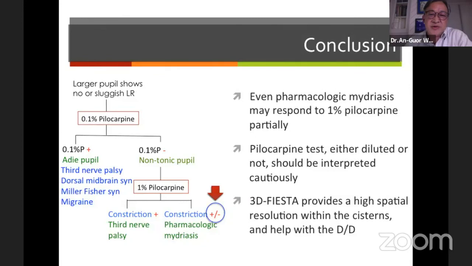So in conclusion, even pharmacologic mydriasis may respond to 1% pilocarpine partially, and the pilocarpine test, either diluted or not, should be interpreted cautiously. And the neuroimaging study provides a high spatial resolution and helps with the differential diagnosis in this condition.